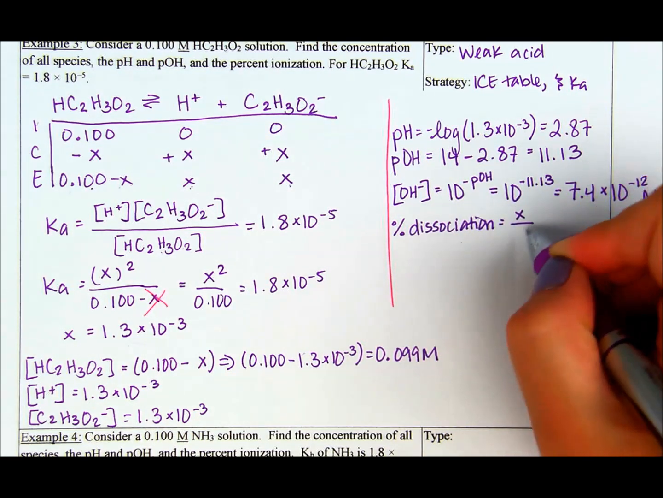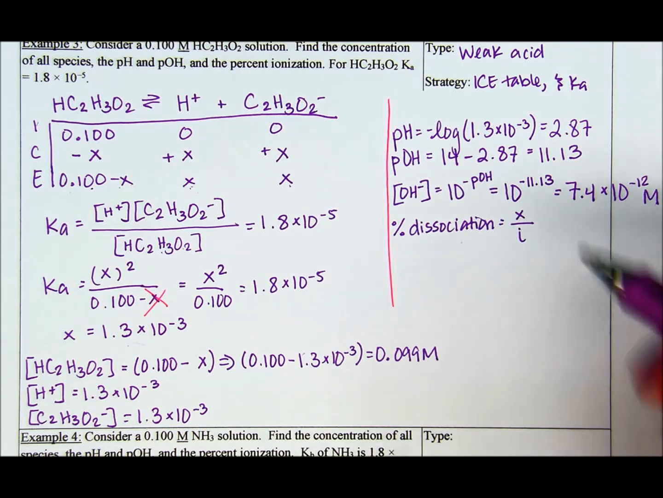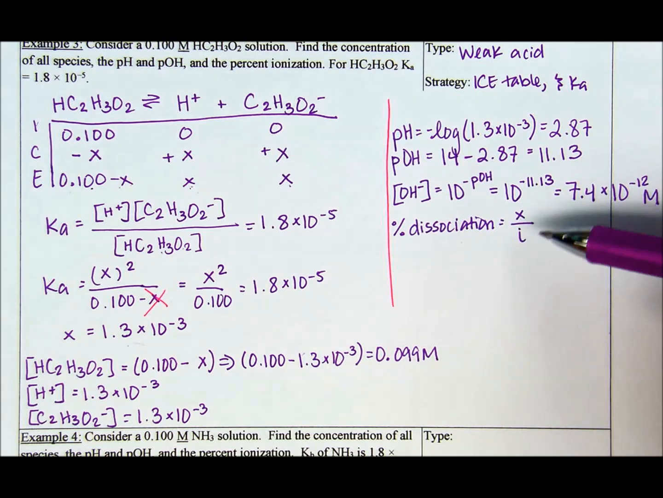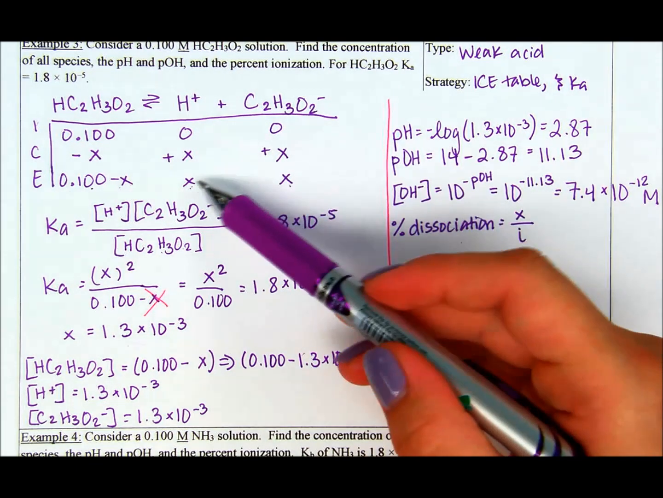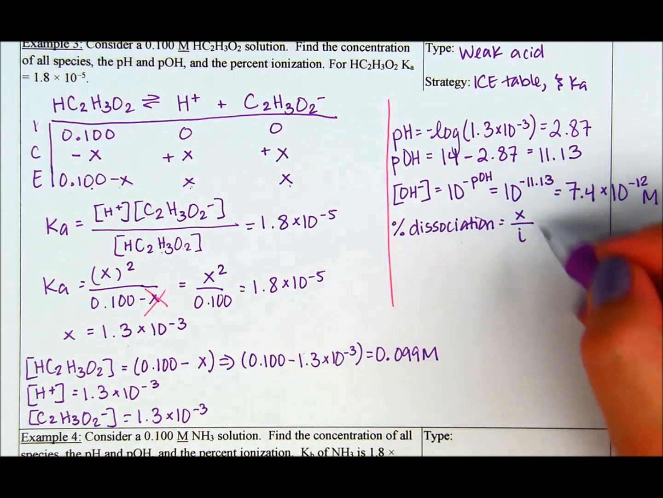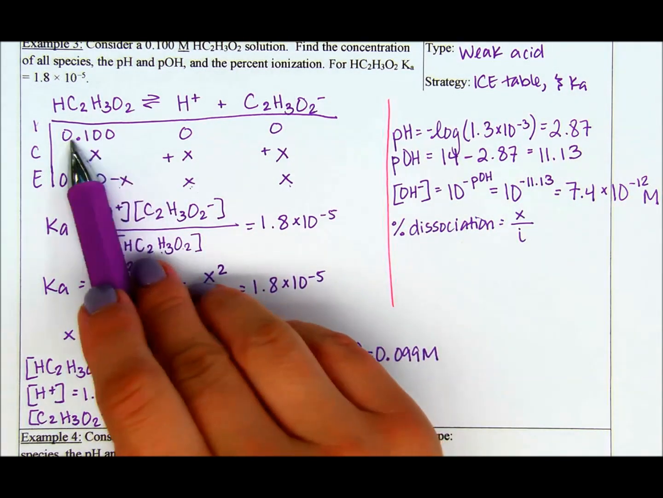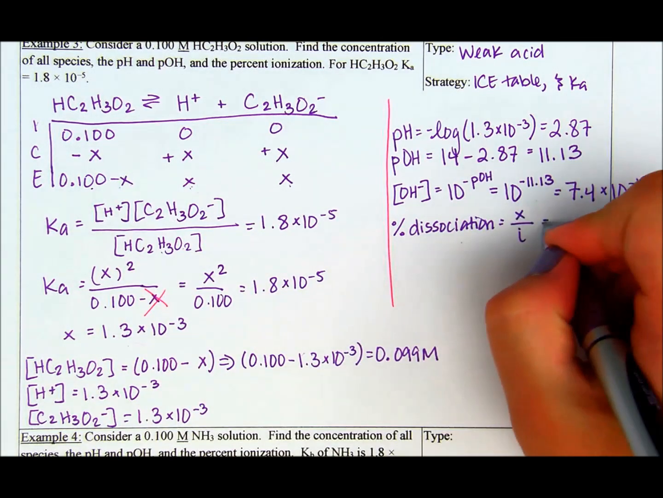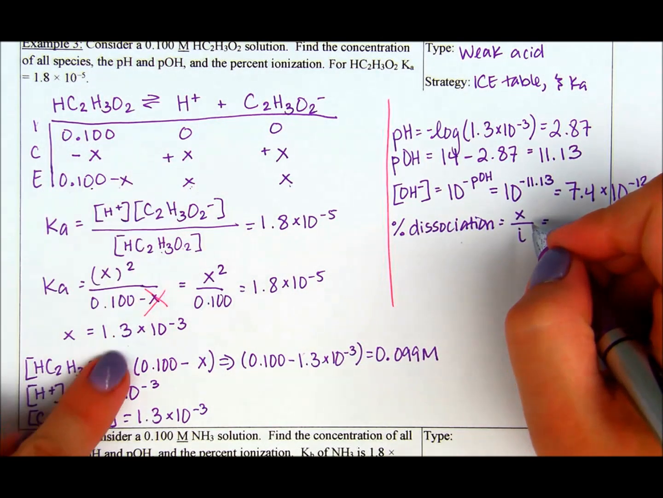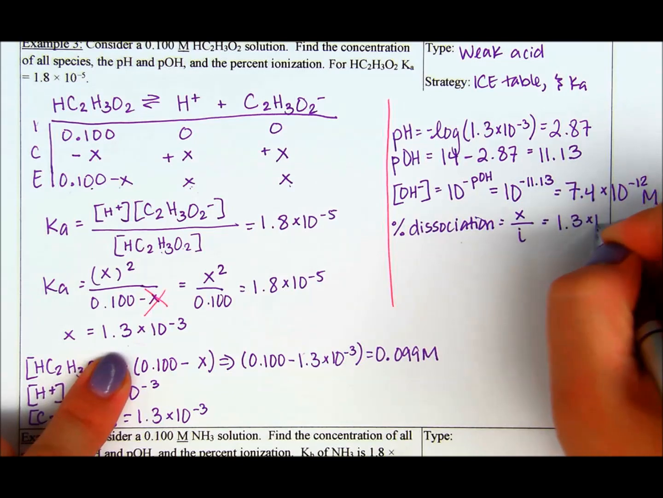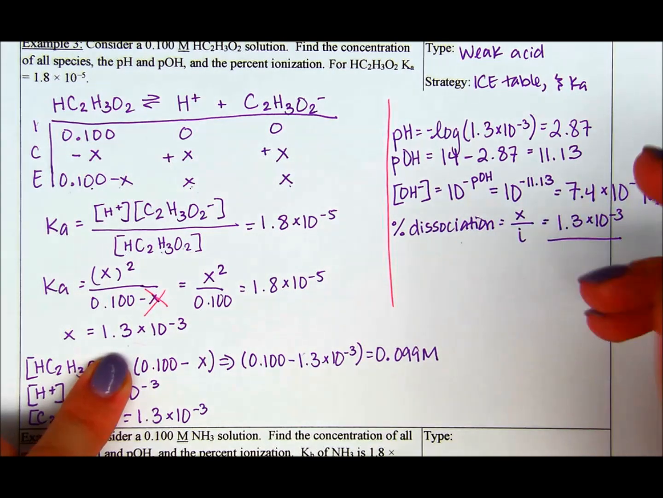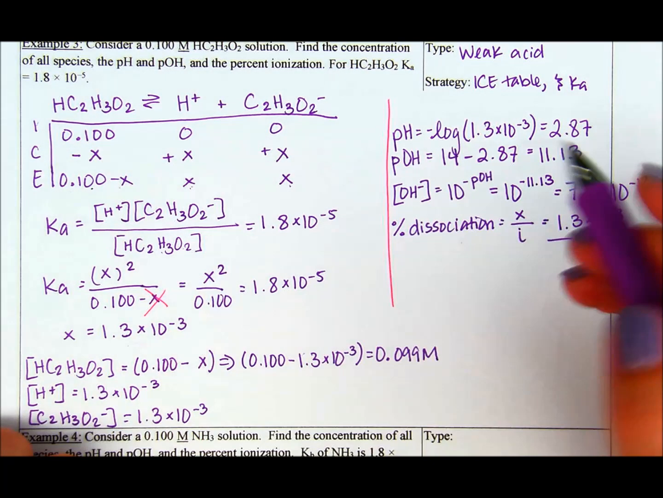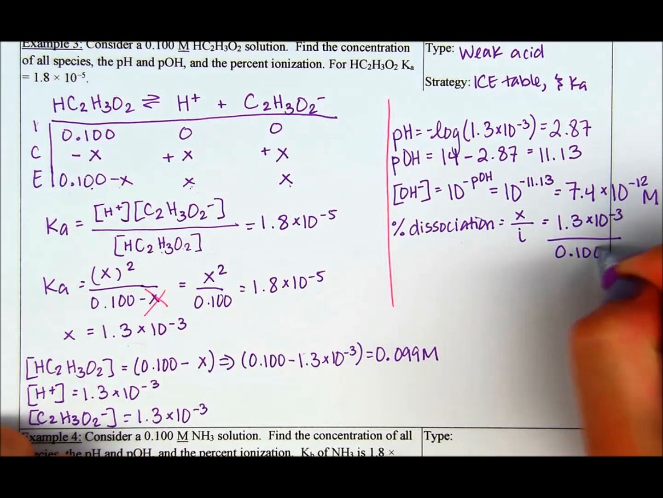Your percent dissociation equals x over whatever your initial is. I don't think I gave you that exact formula last time, but I was just telling you what to put where, but now you have your generic formula. So whatever your x is going to be on top, and your I is your initial amount of whatever is not broken up yet, either your acid or your base. So your x in this case was 1.3 times 10 to the negative 3 over your initial amount, so that's going to be 0.100 molar.